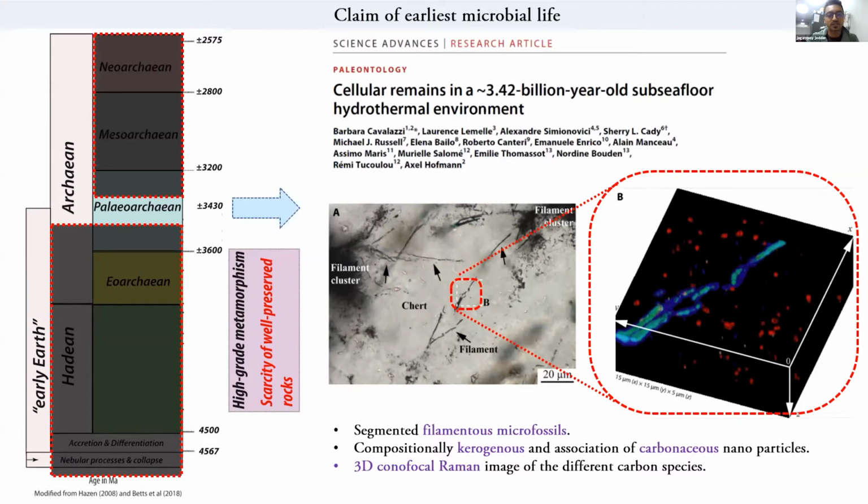Our hair follicles are much thicker than that, but this you would only be able to see under the microscope, and these are preserved as segmented filamentous microbes. Most importantly, one of these microbes was studied under 3D confocal Raman spectroscopy, where it produced this imagery that shows the distribution of the different carbonaceous kerogenous particles in three dimensions.